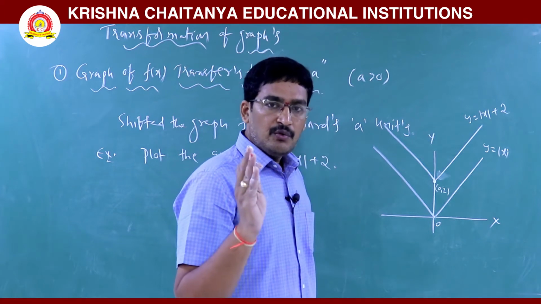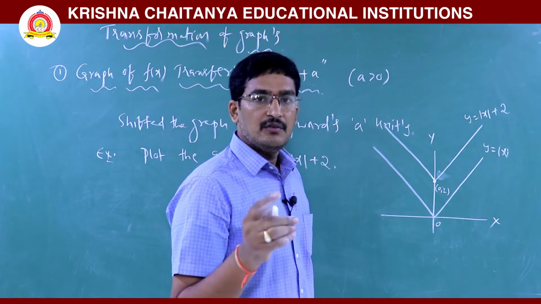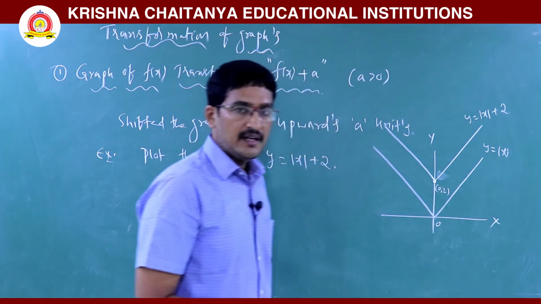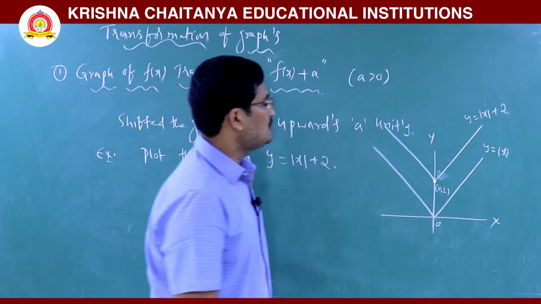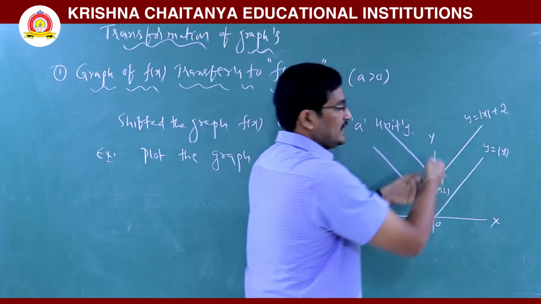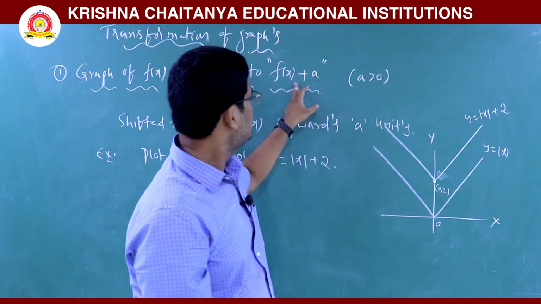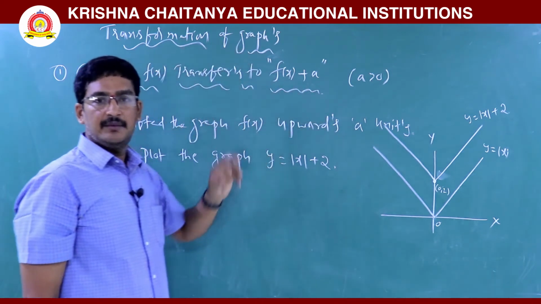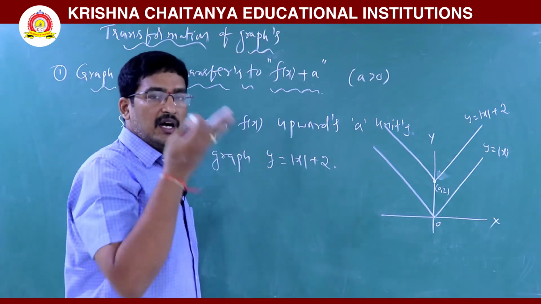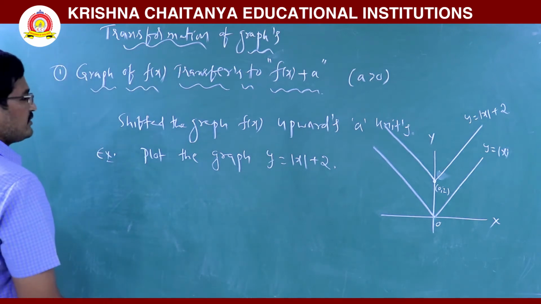Suppose you want to know how to draw the mod x plus 10 curve. You just have to shift this mod x upwards 10 units, then you will get the graph y equal to mod x plus 10. I hope you have understood. So this is the way to draw the f of x plus a shape graph. First you have to draw f of x, and then you have to shift that curve upwards a units. Okay, this is one of the transformations.